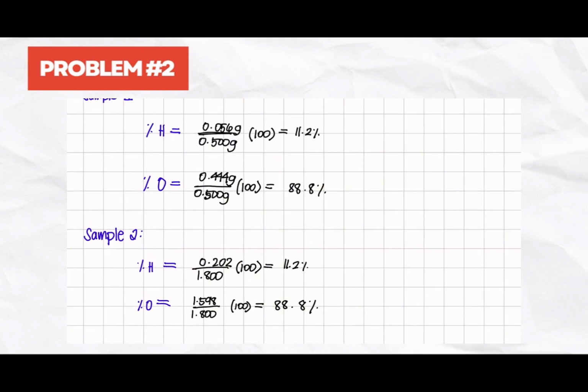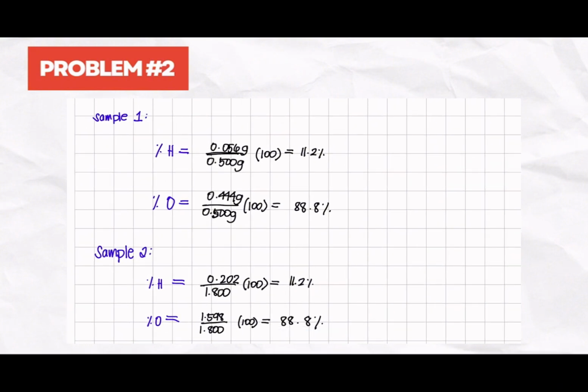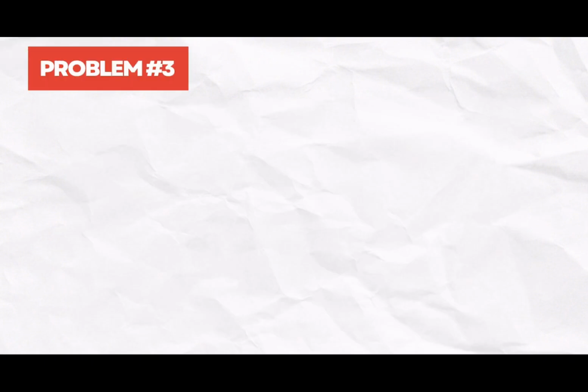So both samples give exactly the same percentages, 11.2% hydrogen and 88.8% oxygen. So therefore, no matter where the water came from, the composition remains constant. This proves that the samples obey the law of definite composition.